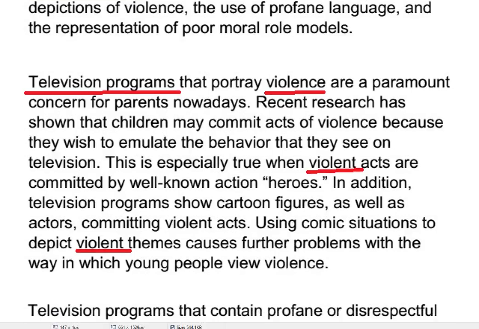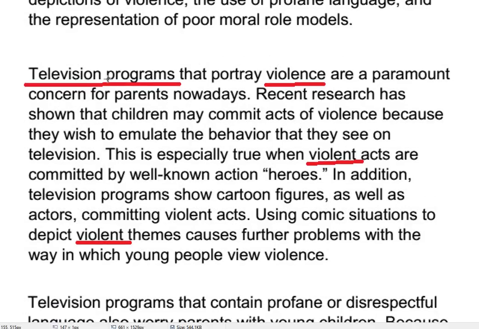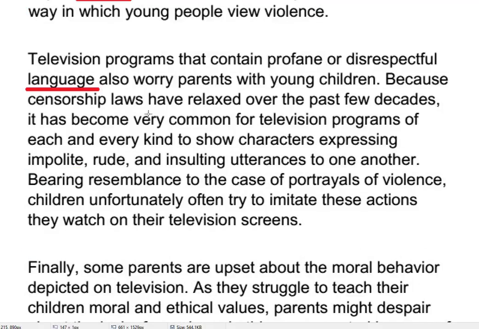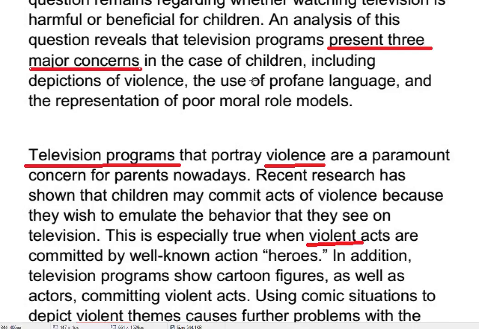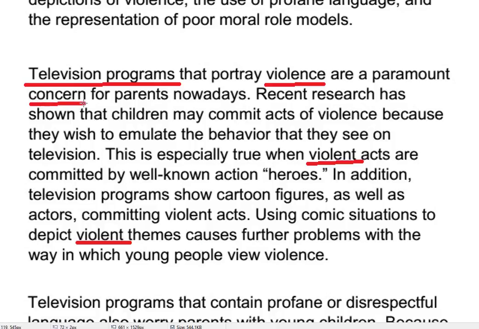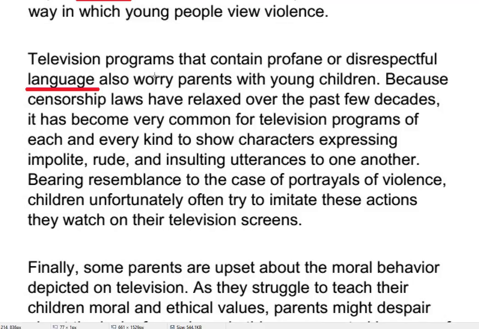So it would be better to start the second paragraph by saying, okay, the first problem is that television programs portray violence. And then here, the second issue is disrespectful or profane language. And the final problem, because here the word concern is used. So here the word concern is used also. But there's no clear signposting that this is the first concern, so that could be improved. Just put the word firstly in here, secondly for this paragraph. Okay, so language.